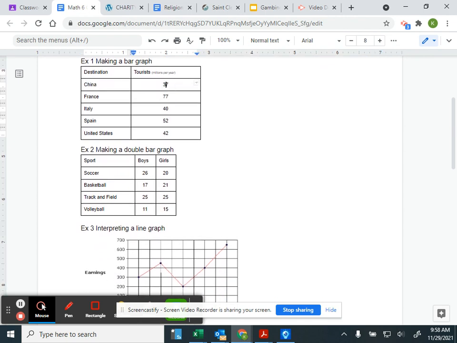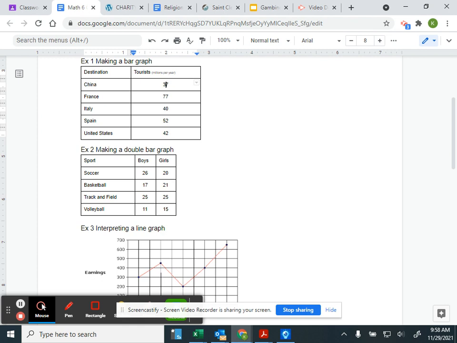So we're given some data. Destination: China, France, Italy, Spain, and the United States, and how many tourists went to each destination, in millions per year. So it's not that only 37 tourists go to China in a year, it's 37 million tourists. 77 million tourists go to France, 40 million go to Italy, 52 million go to Spain, and 42 million go to the United States.